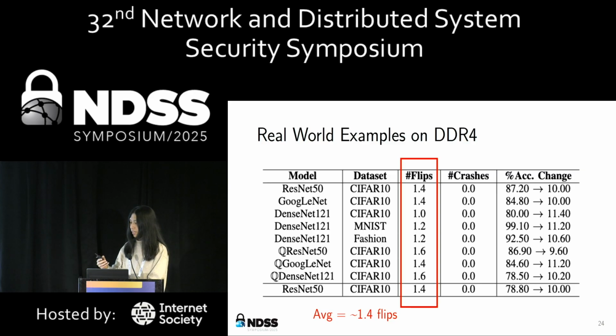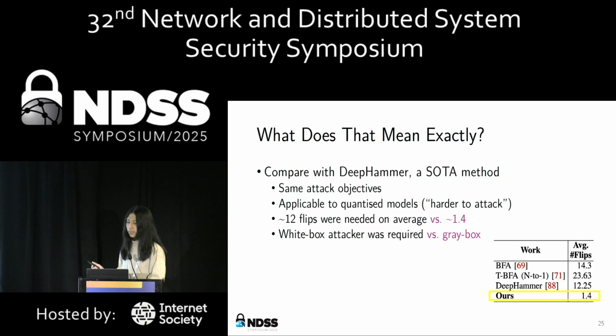But the most important metric here, of course, is the number of flips, which is on average 1.4 flips to completely deplete the intelligence of the victim model. And in case you're wondering what that means exactly, take a comparison with DeepHammer, a state-of-the-art attack targeting model weights. On average, they'll need about 12 flips to achieve the same attack performance, and we only need 1.4 on average. And they also need white box knowledge of the victim model to calculate gradients and decide which bits to flip, but we only have a gray box attacker, and we are much more restricted.